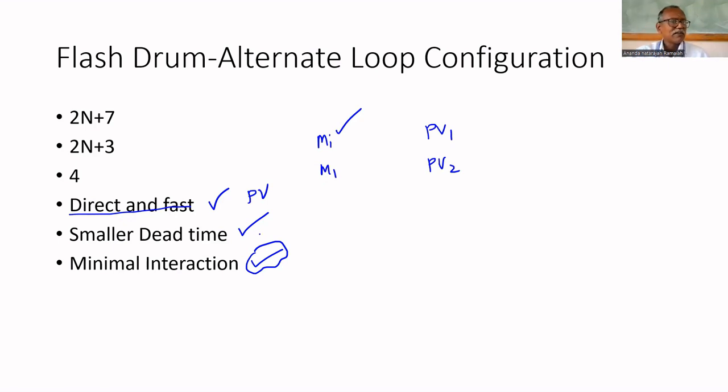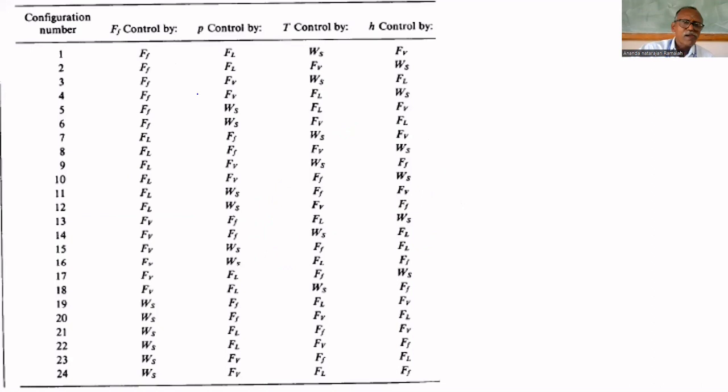We cannot avoid interaction, but interaction must be minimum. So minimal interaction, like that, we have to select the combination. So these are all called qualitative analysis. By doing the qualitative analysis, we have to select the variables. Already we have seen that there are 24 possible combinations. What are they? That we'll see now.